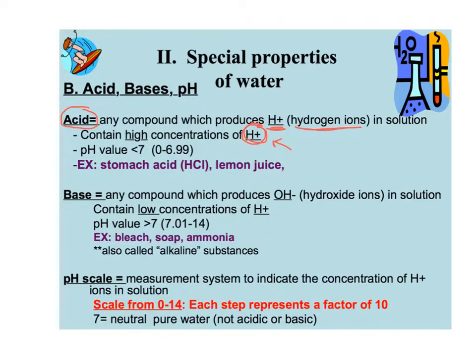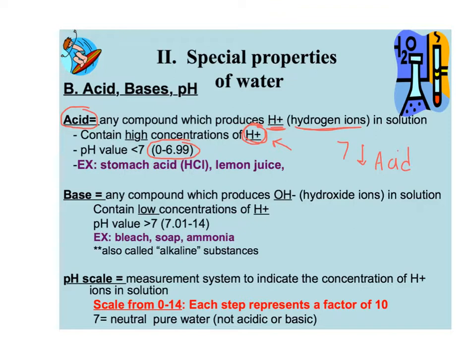The other thing you need to know is their pH value. They have a pH between 0 and 6.99. If it is exactly 7, 7 is pure water. So anything below 7 is considered an acid.